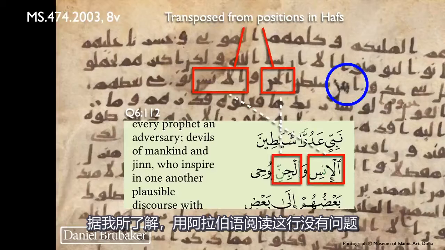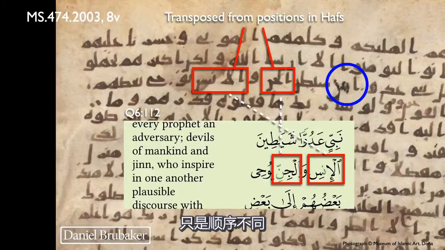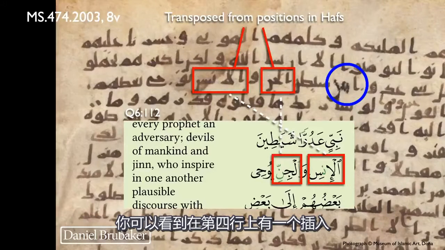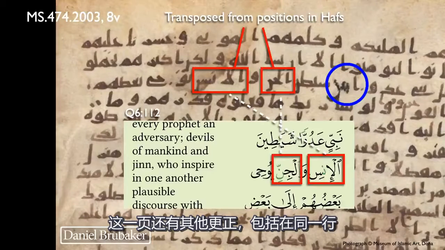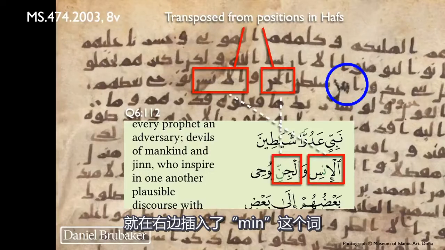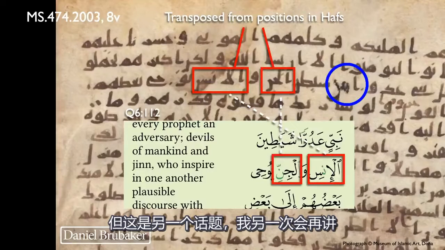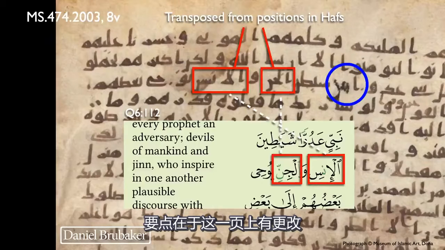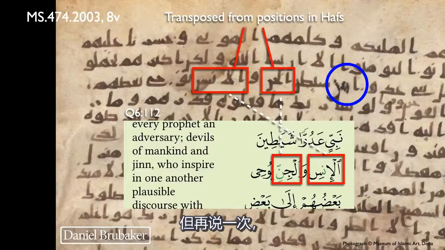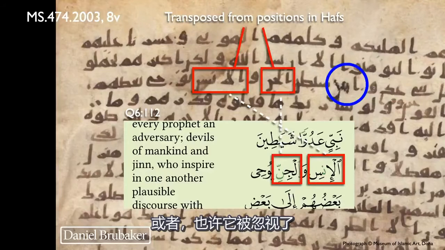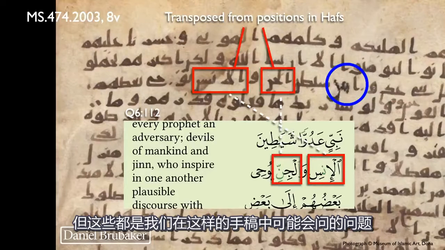To my understanding, there's no problem with the reading of this in the Arabic. It's just in a different order. Now, if you look just down one line and over to the right of this frame, you can see that there's an insertion over line 4, and there are other corrections on the page, including on the very same line, just to the right, there's the insertion of the word min, it looks like, which is not in the text today either, but that's another issue that we'll deal with at another time. The main point to see is that there were corrections on this page, but this word order issue was not perhaps seen as an issue and therefore not corrected, or perhaps it was overlooked. But those are the type of questions that we might be asking of a manuscript like this.